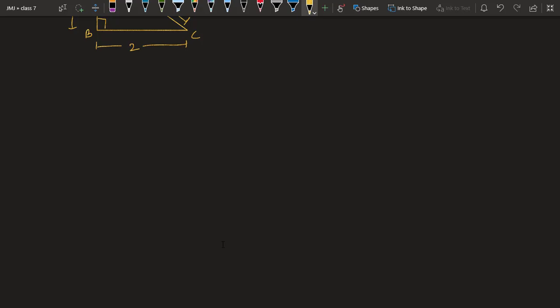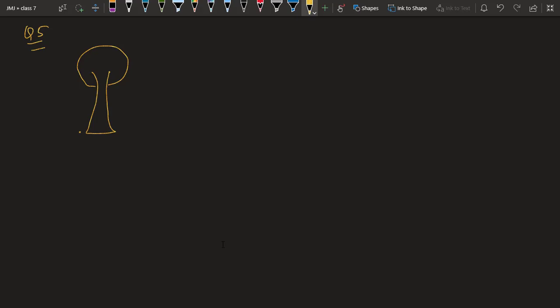Okay. Now question number 5. A tree is broken at a height of 5 meters from the ground. So normally we all know a tree is like this. In our case, the tree is breaking from a height of 5 meters from the ground. So this is the ground. At a height of 5 meters like this, the tree is breaking at this point. After breaking, it will fall like this.